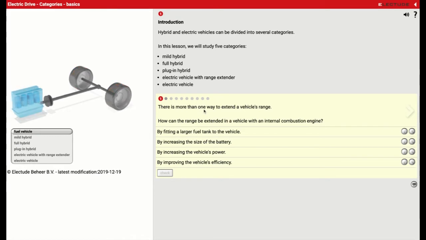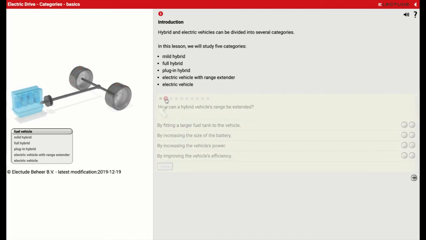Now, there is more than one way to extend a vehicle's range, and there are a few ways that you can do that. It says, how can the range be extended in a vehicle with an internal combustion engine, meaning it has a gas engine right here? We could put a larger gas tank on it. Increasing the size of the battery is not going to help us because it's not actually driving the wheels. Increasing vehicle power would actually take us the other direction. Also, by increasing the vehicle's efficiency, so putting on stiffer tires, making sure the tire pressure is correct, things like that.